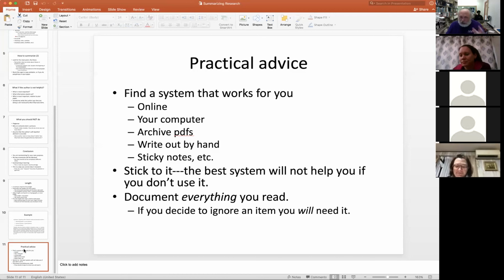So be smart, document everything that you read, because then you'll never need that particular piece again, since you documented it. Document everything that you look at. Never say, oh, I'm not going to need this at all, because it's a surefire way to guarantee that you will need it. All right, that's the end of my lecture.